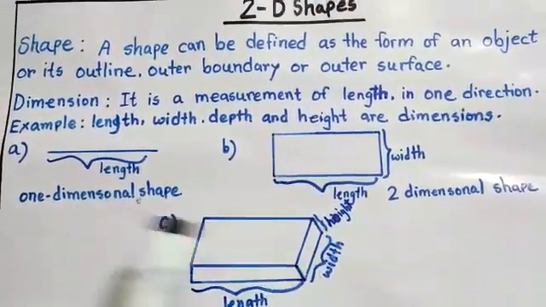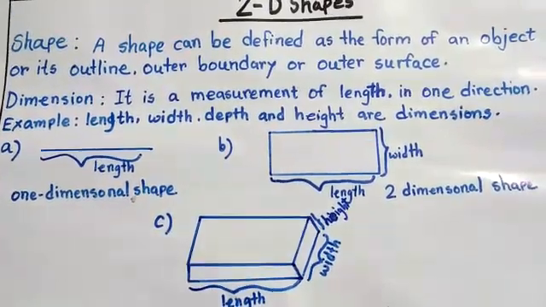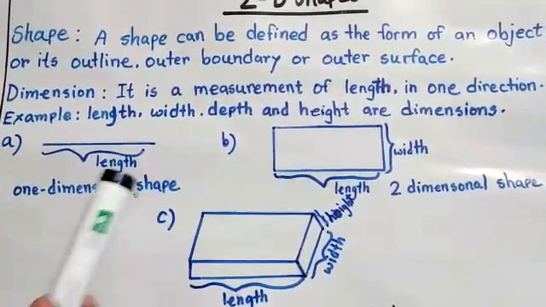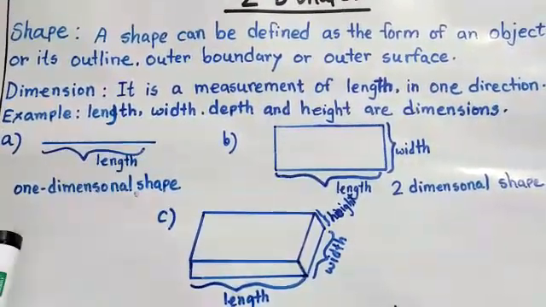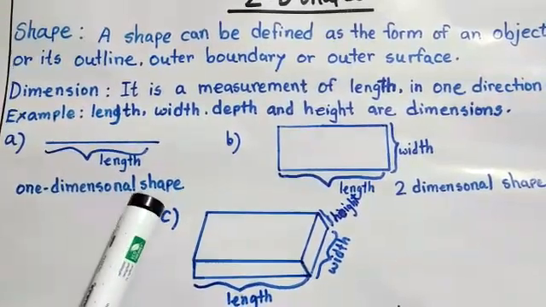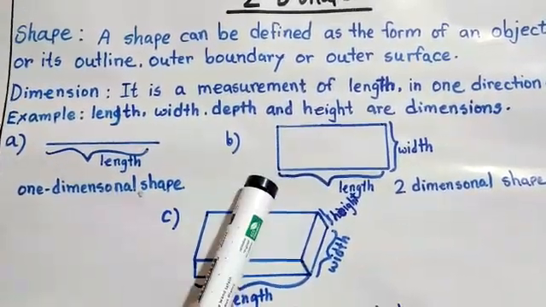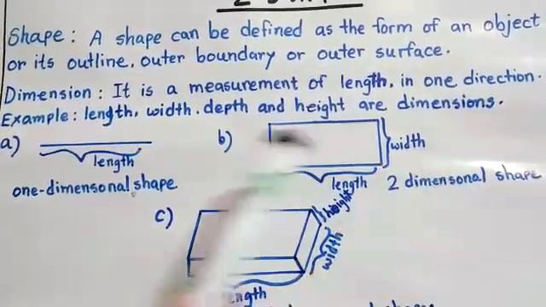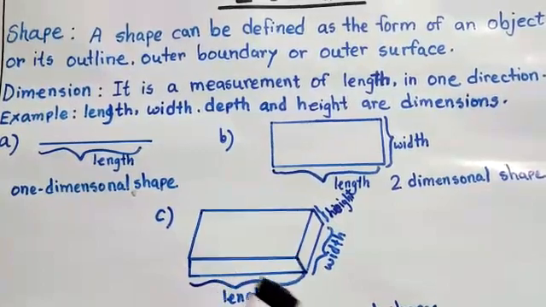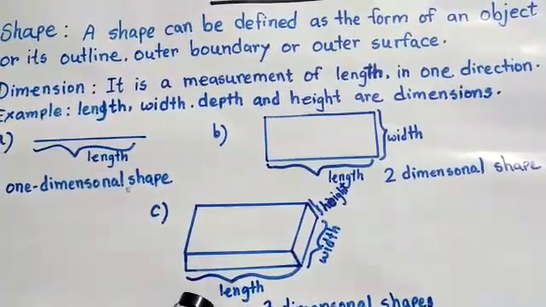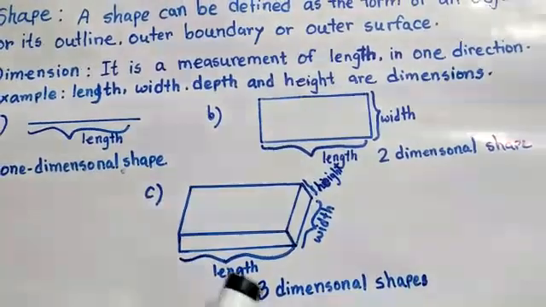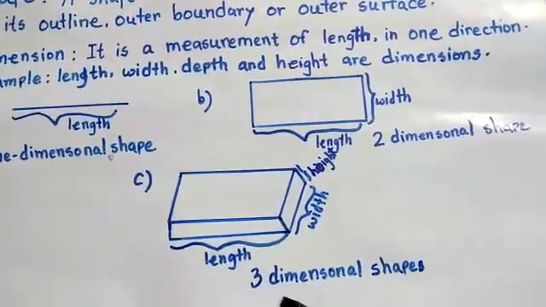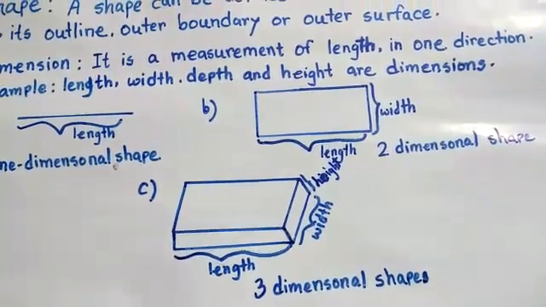Students, look here. I have drawn three different kinds of shapes. In the first shape, I can measure only its length. So, it is a one-dimensional shape. In the second one, I can measure its length and width. So, it's a two-dimensional shape. And in the third one, I can measure its length, width and height also. So, it is a three-dimensional shape.